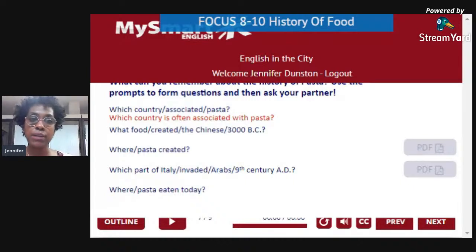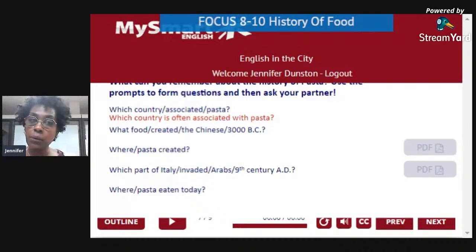There's our present passive question. And what's the answer? Which country is associated with pasta? This country right here, Italy, is associated with pasta. Thank you, Sabrina. What food had created the Chinese in 3000 BC? Sabrina, now we said that what food had created the Chinese? Here you've constructed a question that is still an active question.